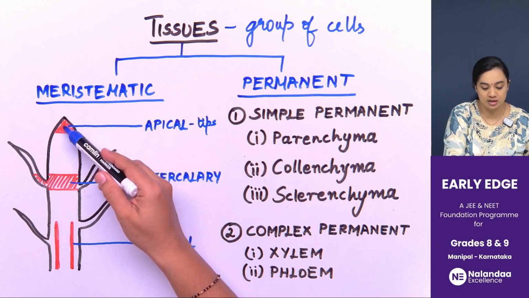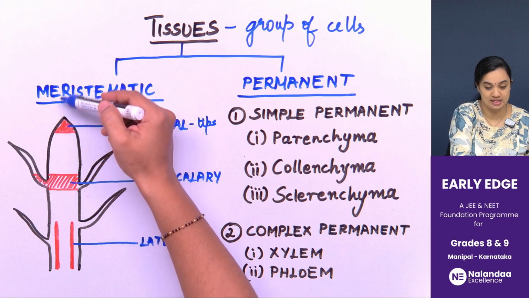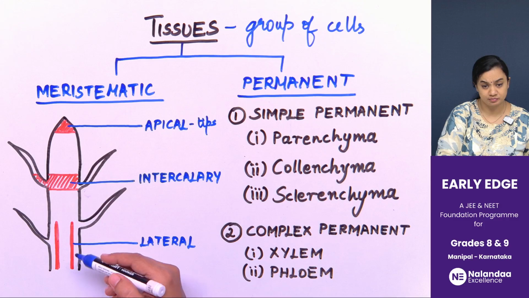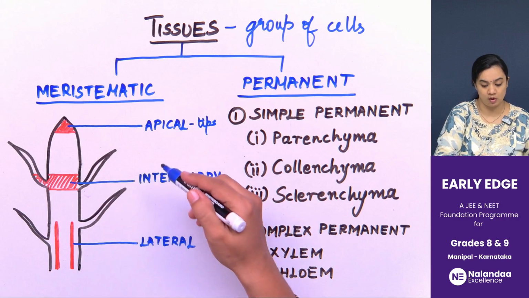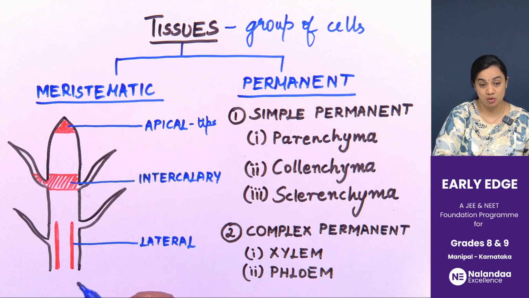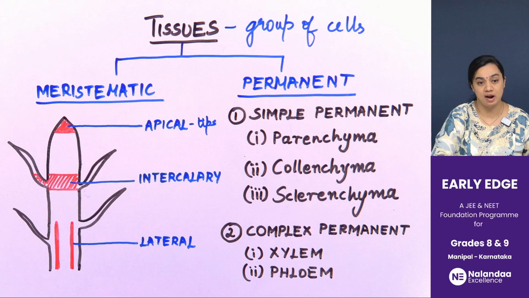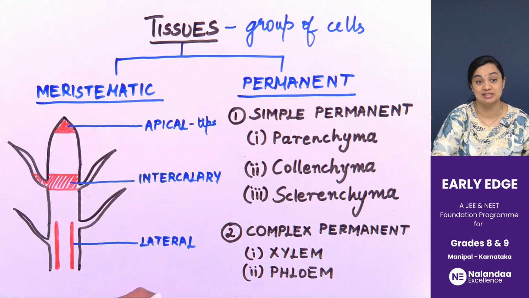So the shoot apical meristem will increase the length of the shoot in this direction, upward direction, and the root apical meristem, it will increase the length of the plant in the downward direction. So overall, apical meristems will contribute to the longitudinal growth of a plant. Okay, so growth of the plant in the longitudinal axis is because of apical meristem.